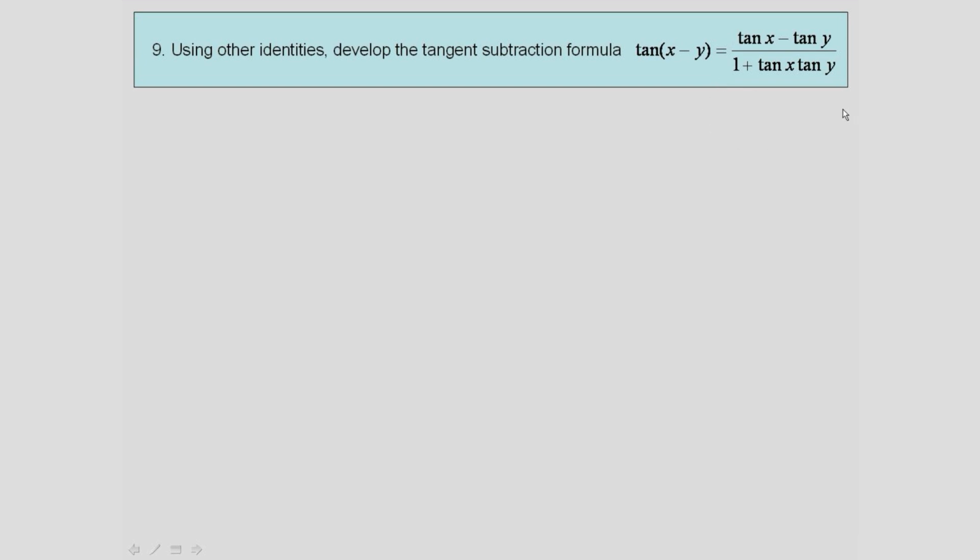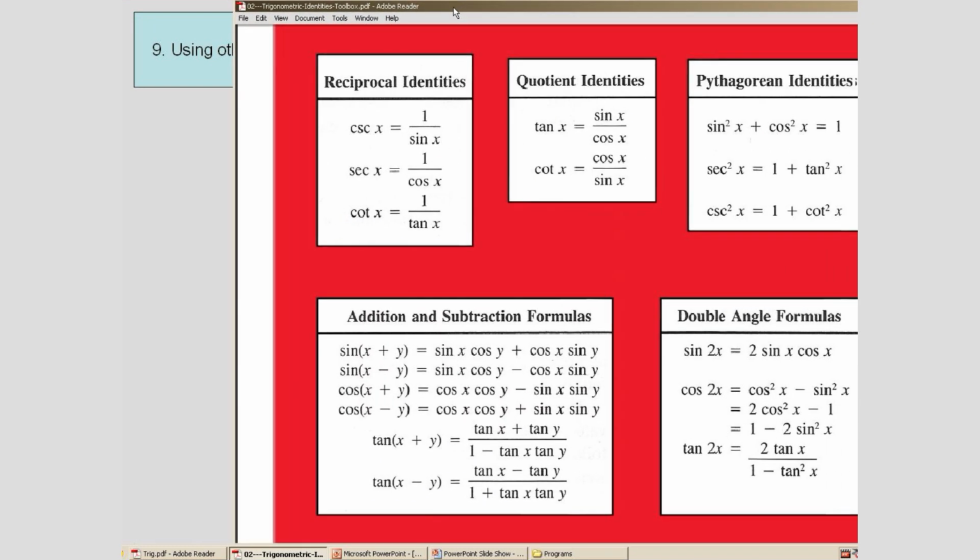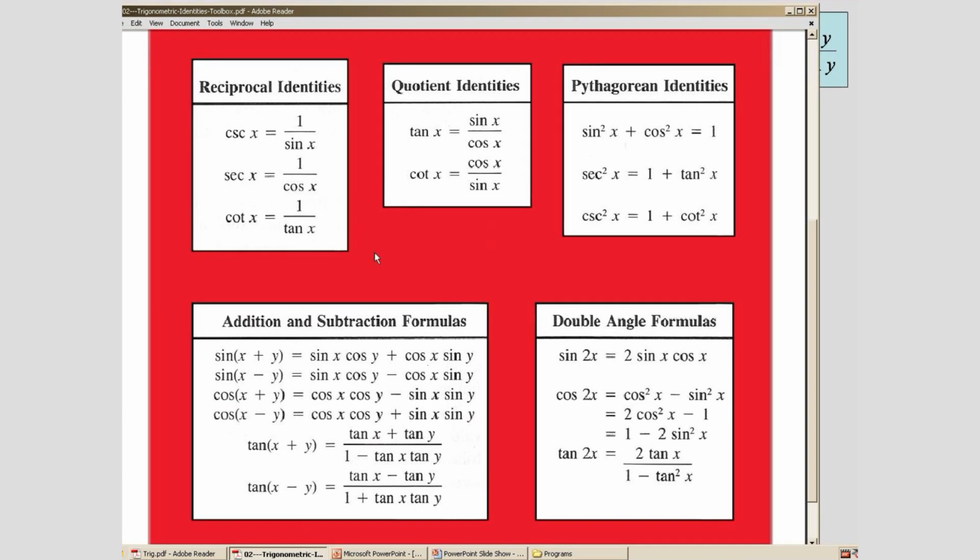Okay, well, the nice thing about this question is it didn't tell you which other identities you have to use. You can use any identities you want to prove or develop this tangent subtraction formula. So when you look at your trig toolbox, any of these are all up for grabs. You can use whichever ones you like.